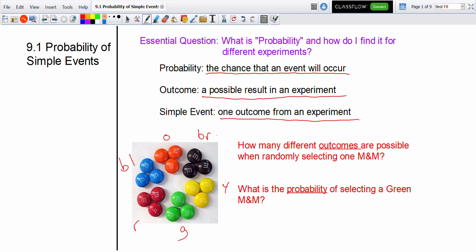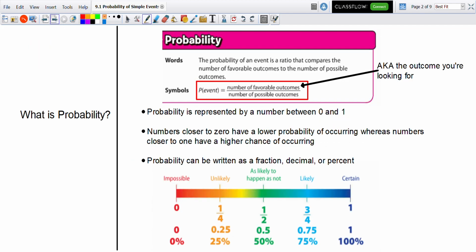Or what's the probability of selecting a green M&M? If I gave you this here and I had you randomly select one, what is the probability of selecting a green? Right? And that's what we're working on today. So to find the probability of any event, we will simply create a fraction. We'll put on top the number of favorable outcomes, so the outcomes that we're looking for. Favorable are the ones that we're looking for, like picking a green M&M. And we're going to put that over the total number of possible outcomes.